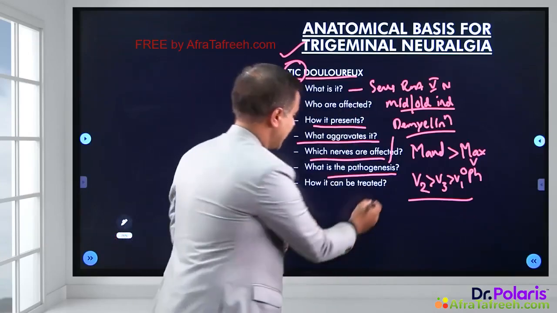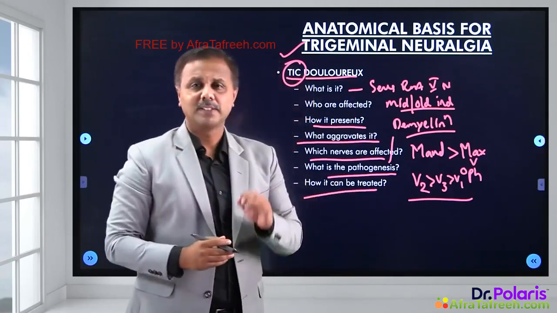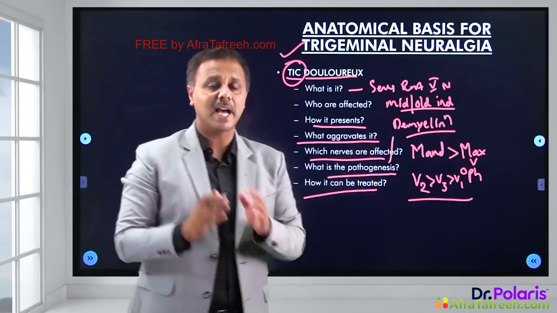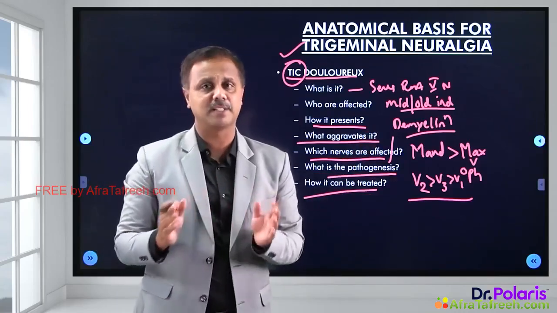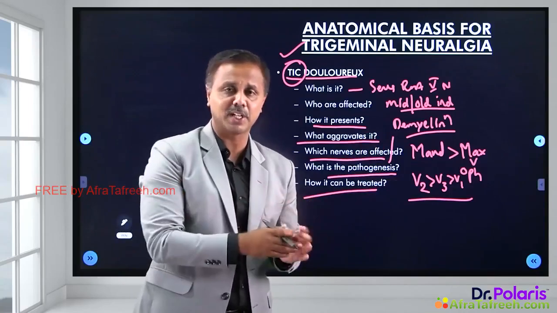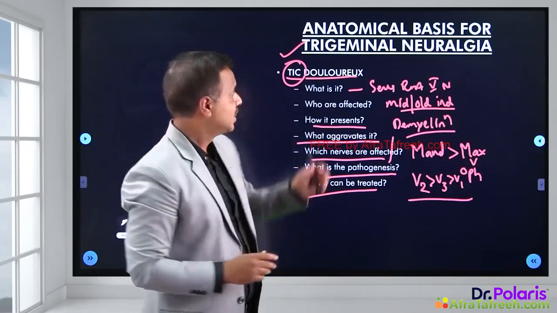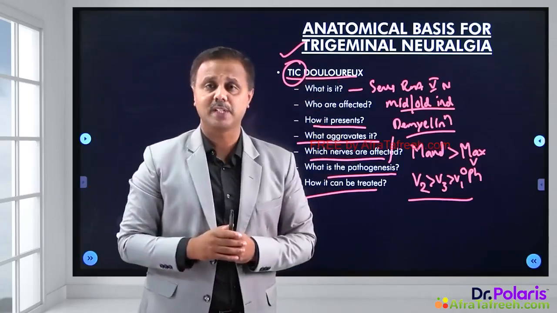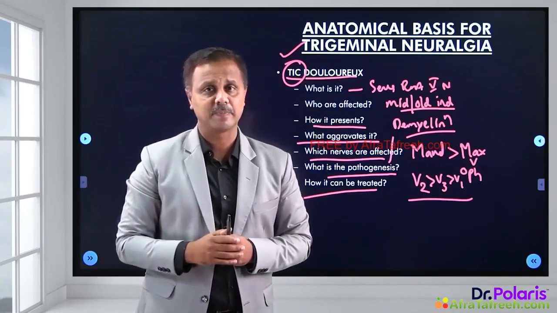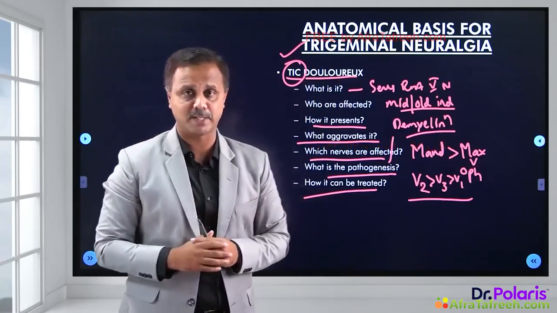Then how can it be treated? Just remember that this can be treated by ablation of the sensory root of the trigeminal nerve, either by surgical removal or by injection of drugs. So this is what you need to know regarding trigeminal neuralgia and its anatomical basis.